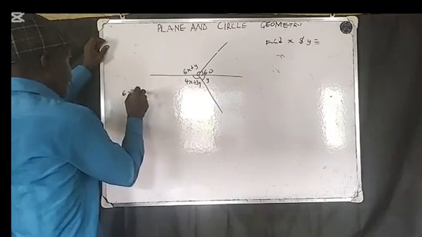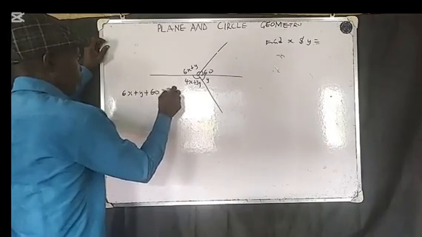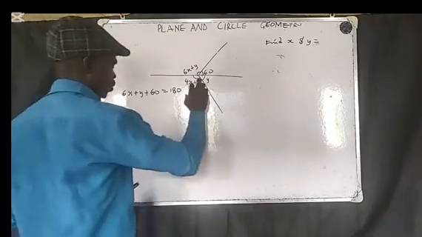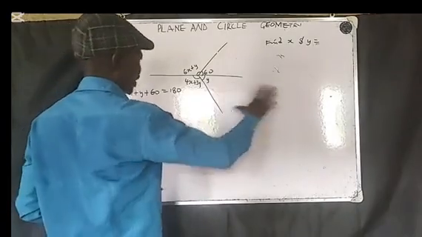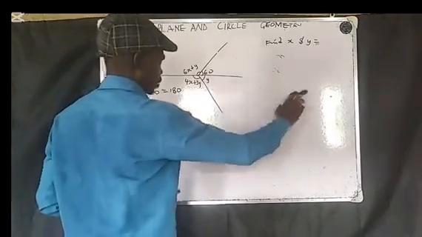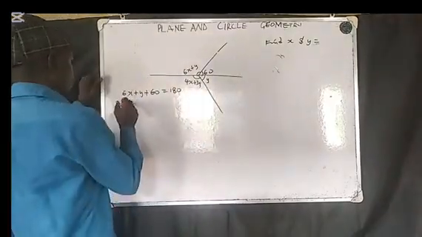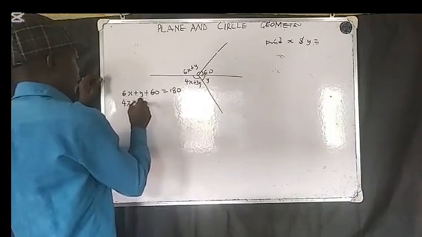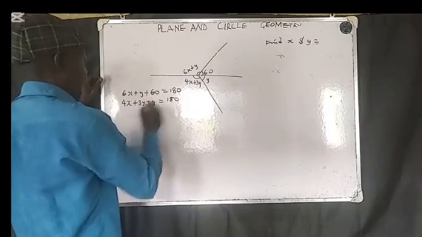6x plus y plus 60 all equals 180. Reason: angles on a straight line. If you are doing a theory question, it's good to write the reason in front, in brackets. Angles on a straight line, just short. Finish. This other one too: 4x plus 3y plus y all equals 180.